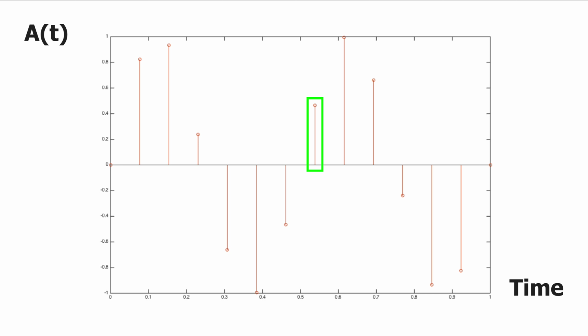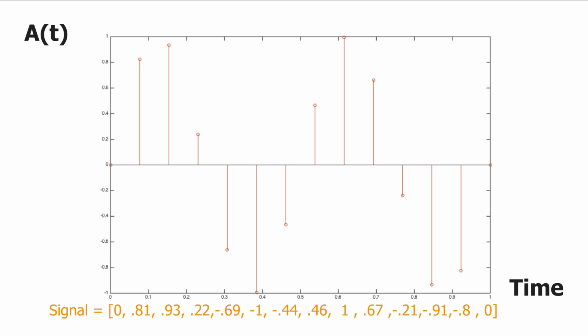Let's take a closer look at what one individual measurement actually represents. In this case, it's nothing more than an amplitude value, or more specifically, a number. This number lines up with a specific point in time. And once we have all the individual measurements for our signal, we can place them in order in sequence and then organize them in an array.